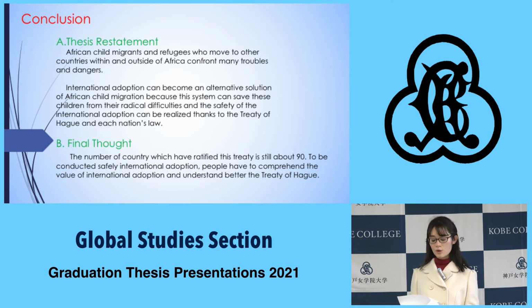However, the number of countries which have ratified this treaty is still only 90. For international adoption to be conducted more safely and actively, people have to comprehend the value of international adoption and understand the Treaty of Hague better.